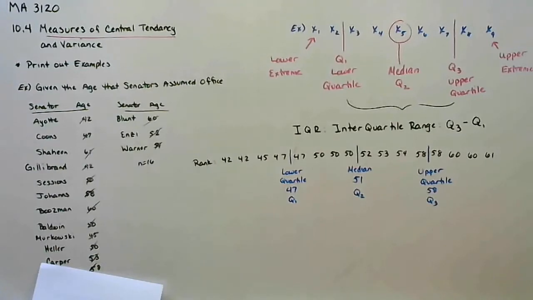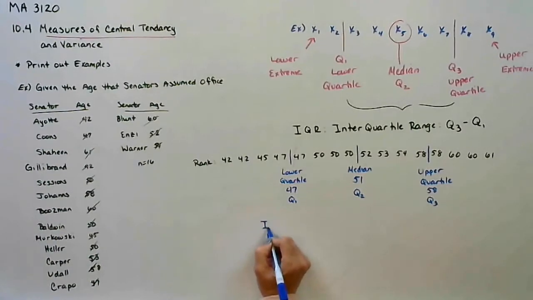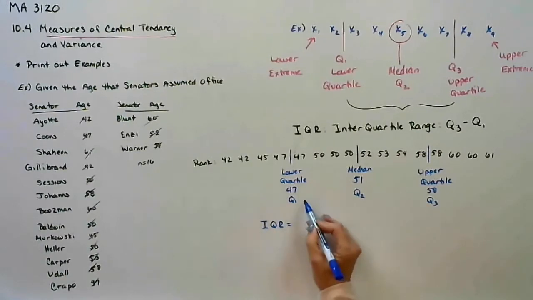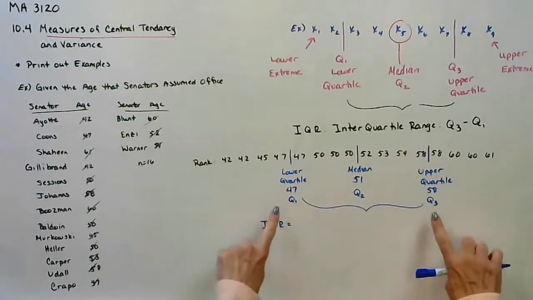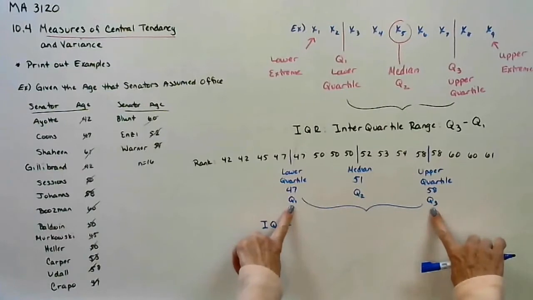Okay, so we've now found our median. We have found the lower quartile. We have found the upper quartile. Now the only other piece of information to find is the interquartile range. The interquartile range is the difference, the span, between the upper and the lower quartile.